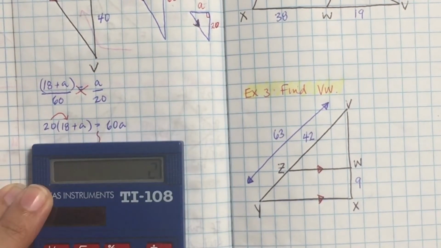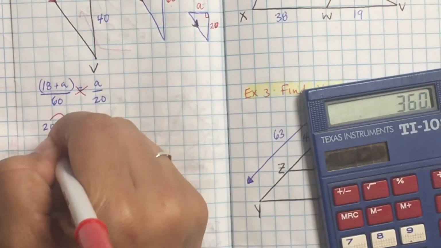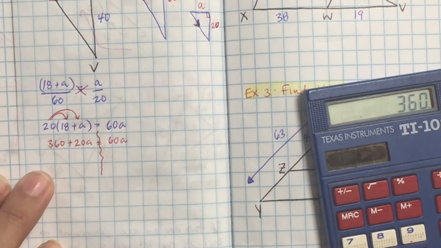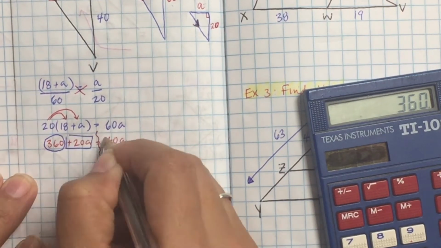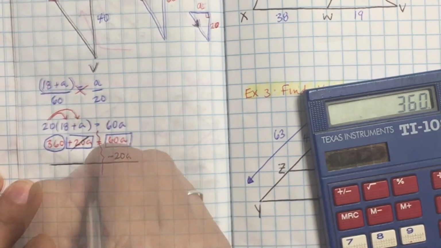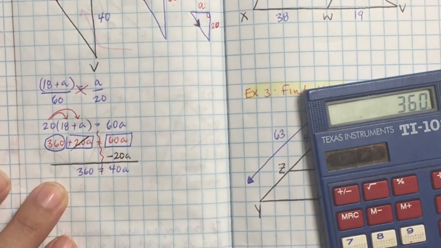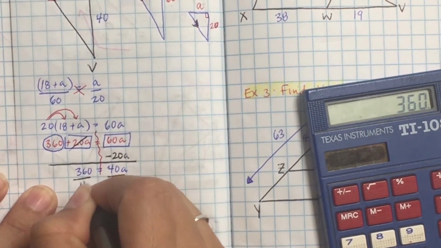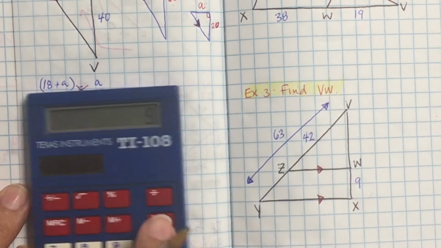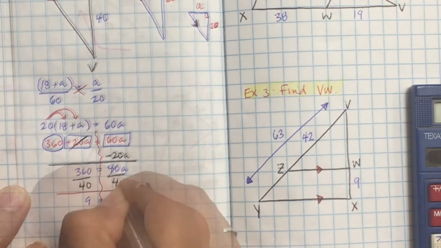So you're going to get 360 plus 20A equals 68. Subtract 20A from both sides. So you're going to get 360 is 40A. Divide both sides by 40. So you're going to get A is equal to 9. Now this is a very lengthy process. Okay, so I'm going to show you a shortcut.